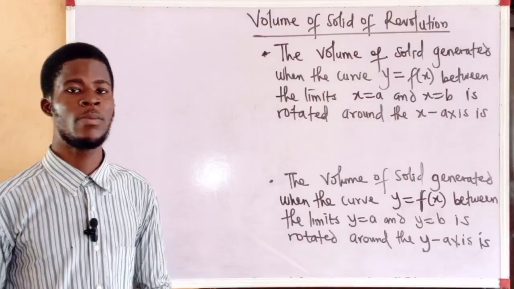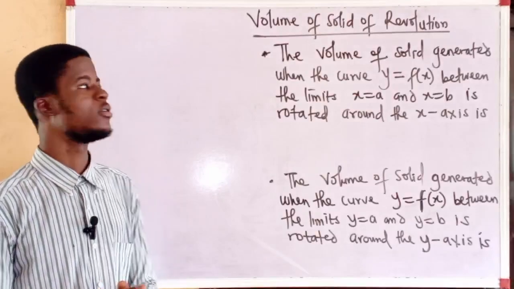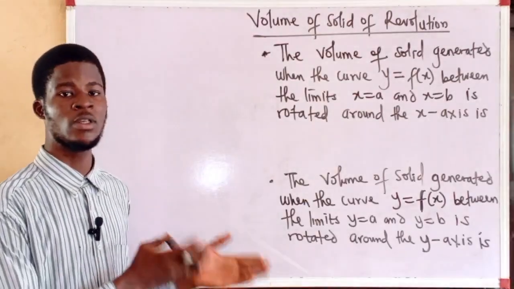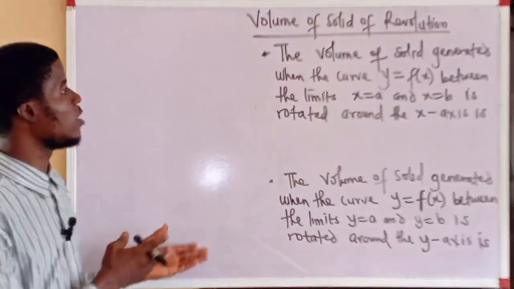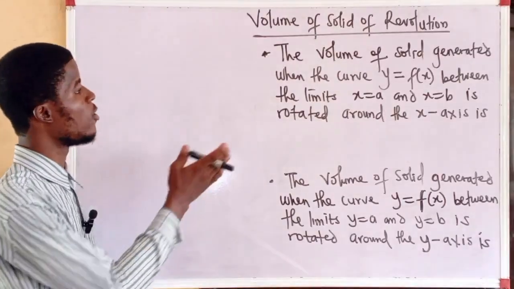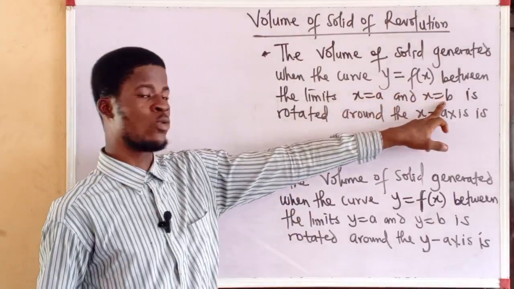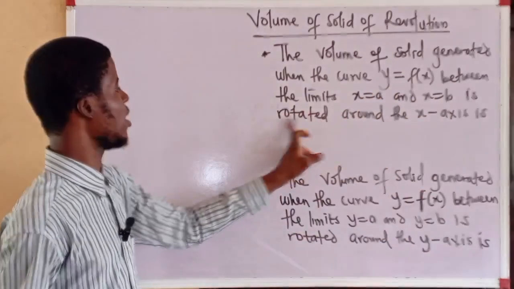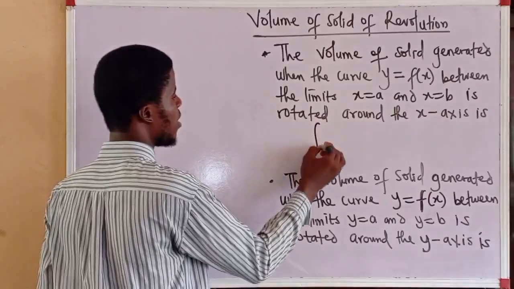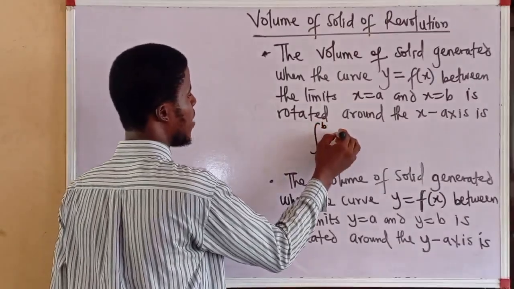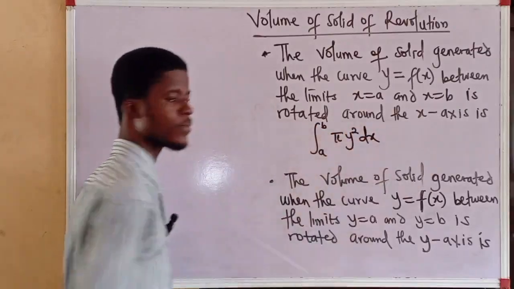In this video, we're going to talk about an application of integration, and this is on volume of solid of revolution. The volume of solid generated when the curve y equal to f of x between x equal to a and x equal to b is rotated around the x-axis is the integral from a to b of pi y squared dx.